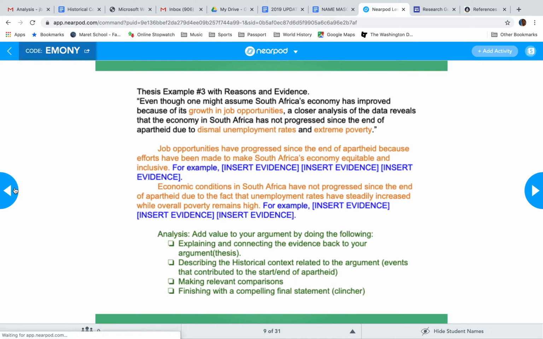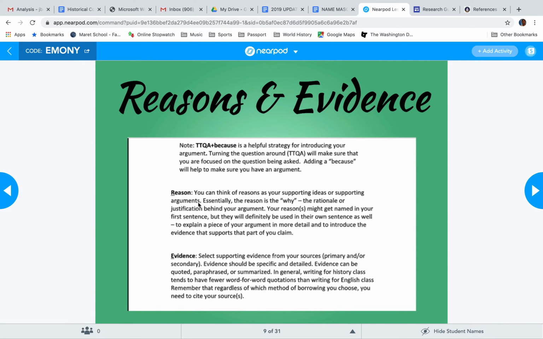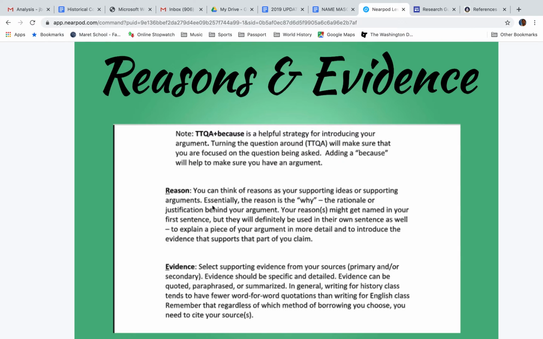Now, just to remind ourselves of what reasons and evidence are, and then I'll put the example back up in order to help you. Let's start here on what they are. So reasons, you can think of reasons as supporting ideas or supporting arguments, right? Essentially, it's the why or rationale, justification behind your argument.